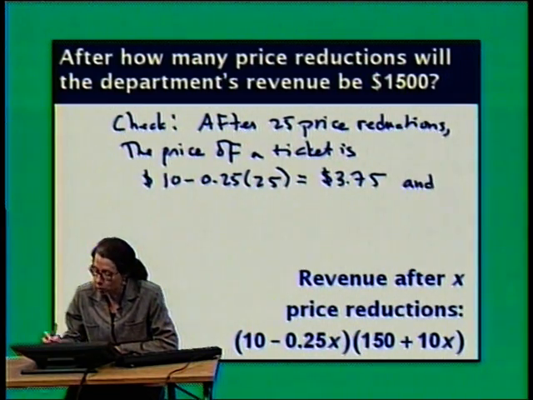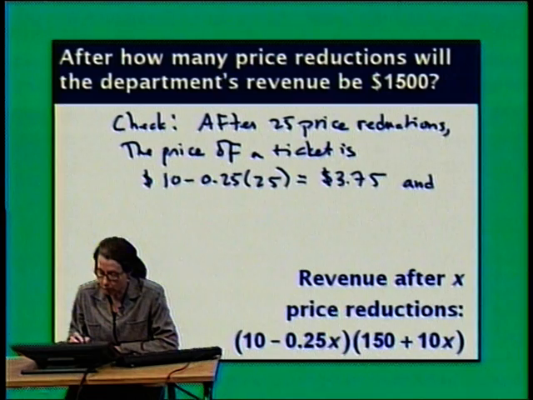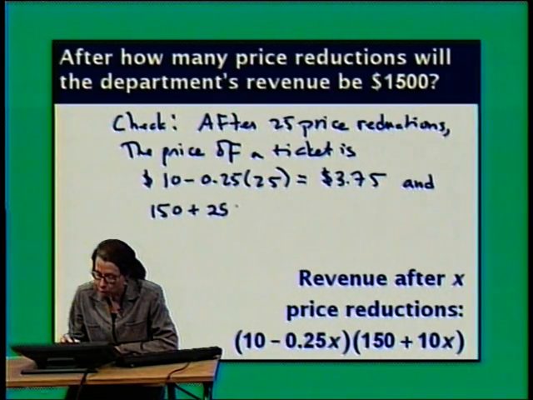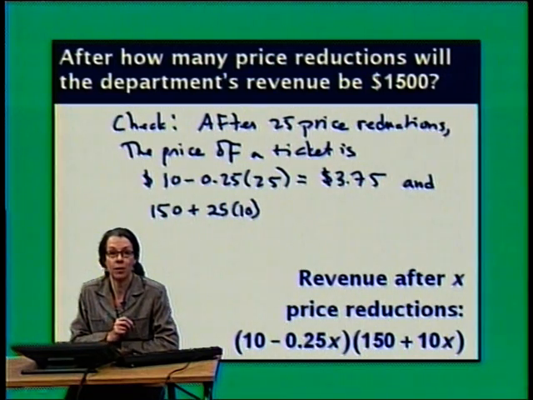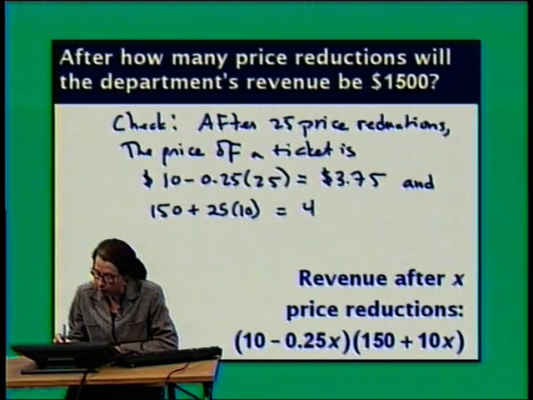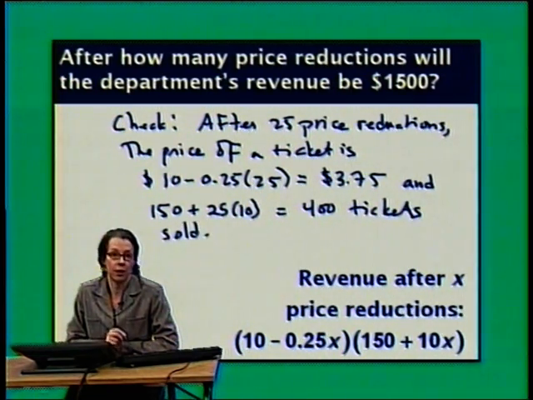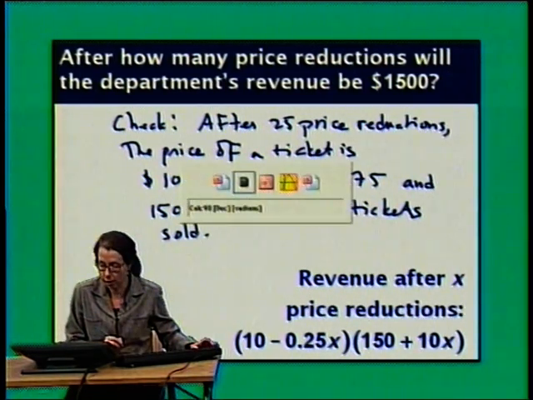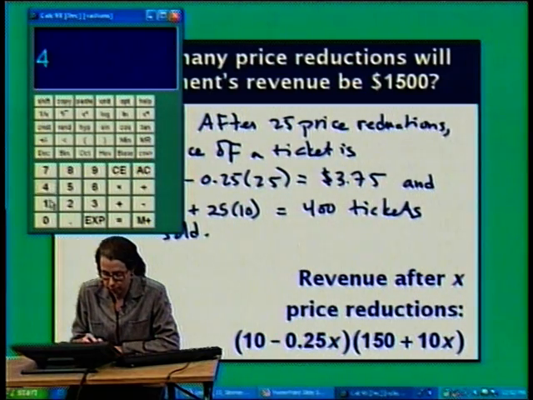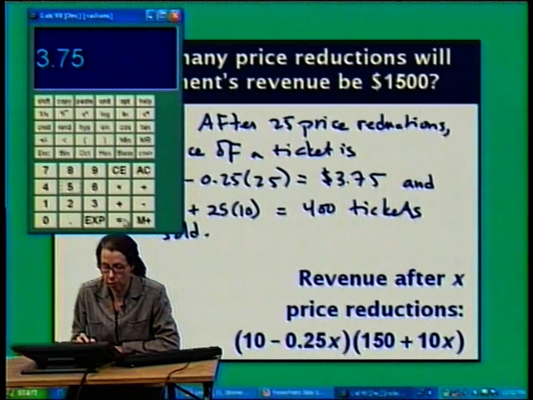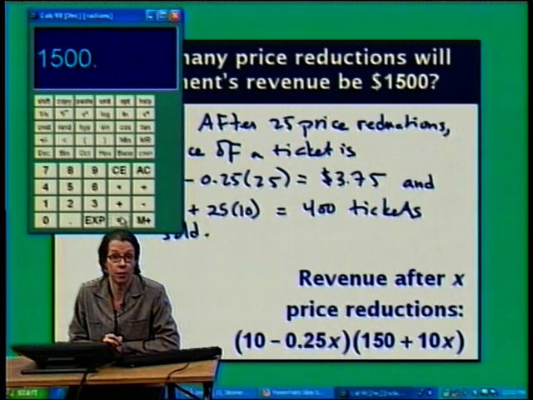How many tickets are sold? Well, we have 25 price reductions, so we have 150 plus 25 increases of 10 tickets sold. This is going to be 400 tickets sold. So let's check the revenue. We need to multiply 400 by 3.75. So we have 400 tickets sold at $3.75 per ticket, and indeed the revenue is $1,500.